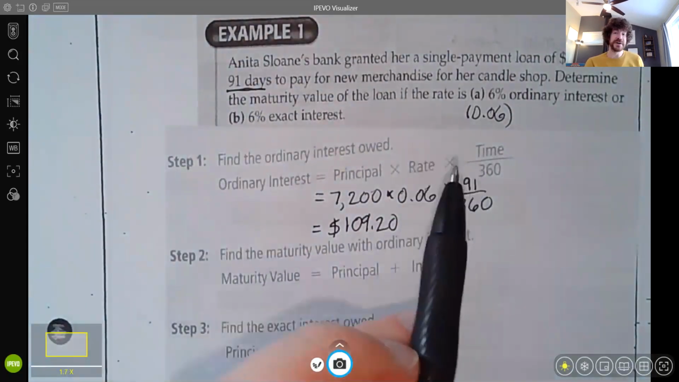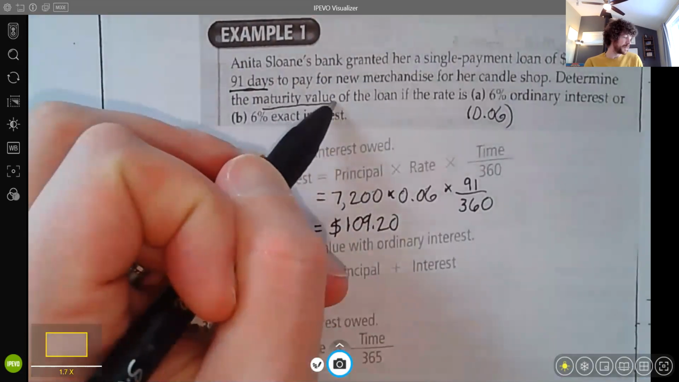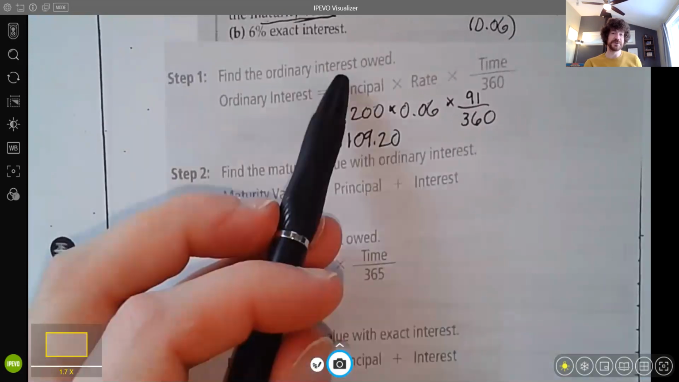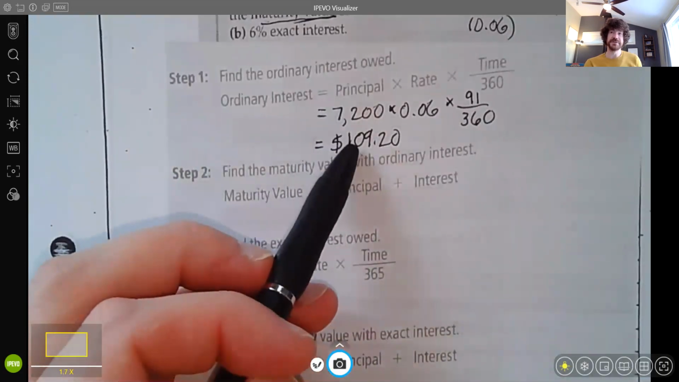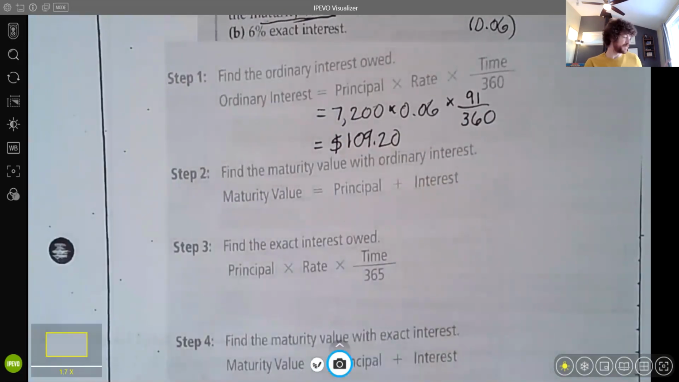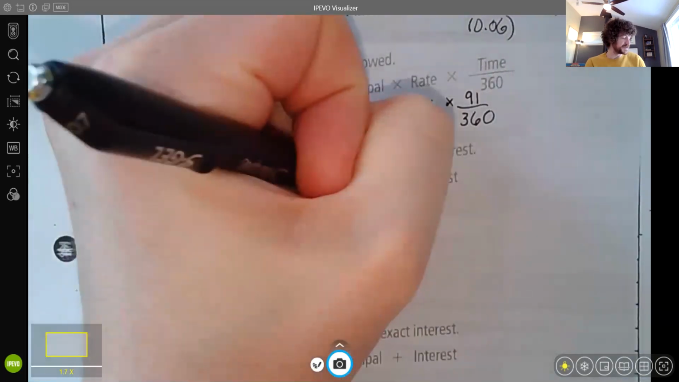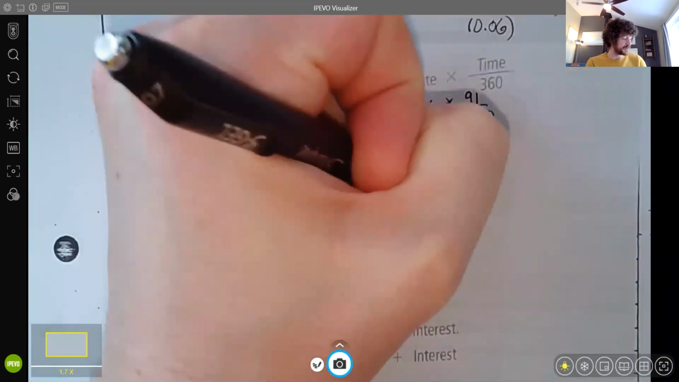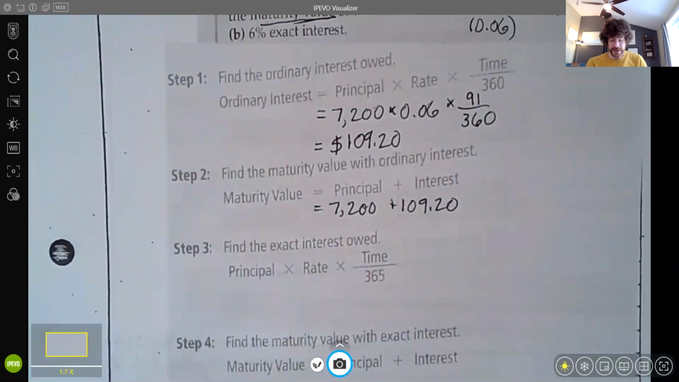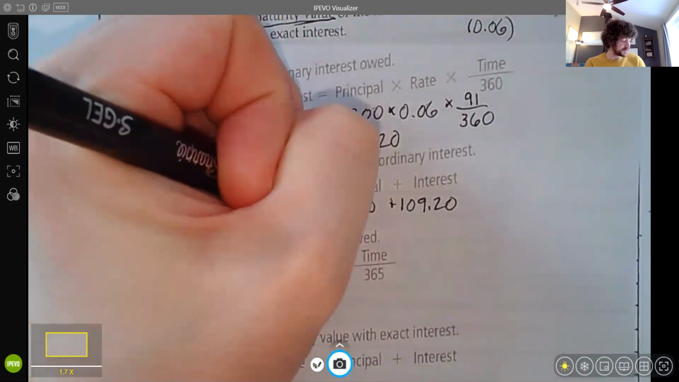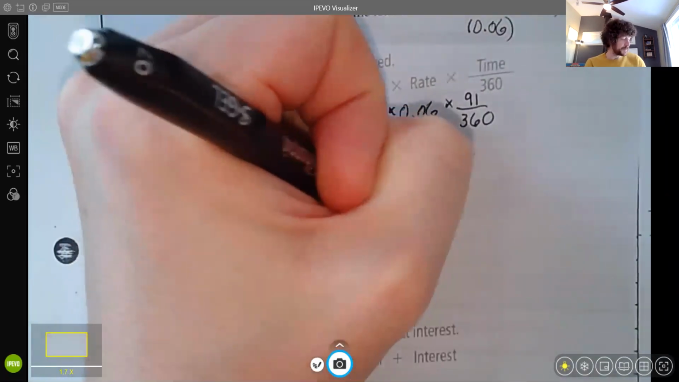And it wants us to actually find the maturity value. So the maturity value is equal to the original principal, which was $7,200, plus the amount of interest, which is $109.20. So the maturity value will equal 7,200 plus the interest amount, which is 109.20. And if we add that together, we get a maturity value of $7,309.20.